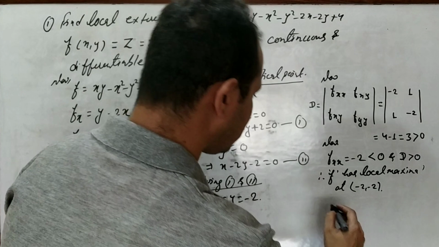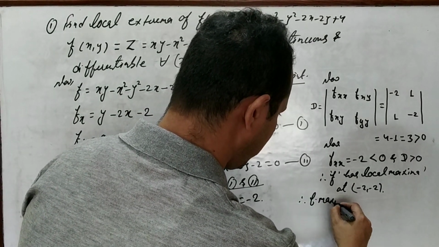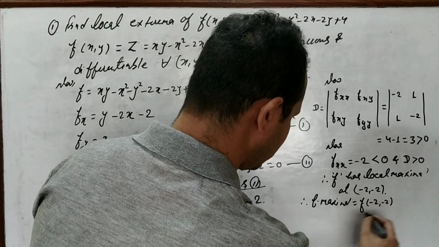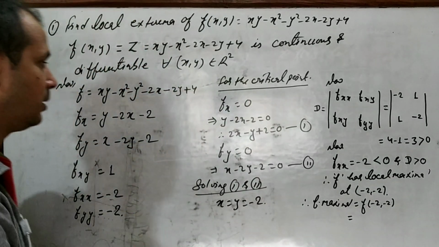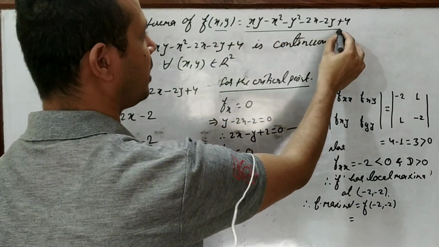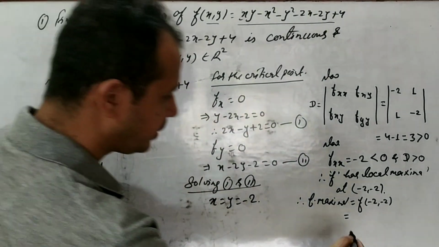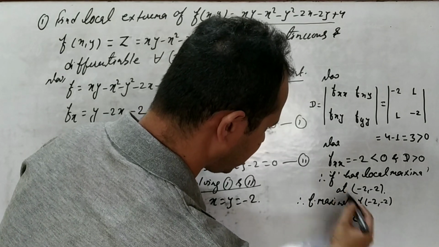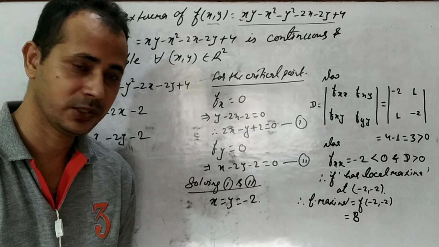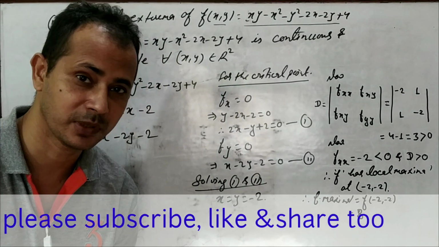Now we can determine the local maxima. Therefore, the local maxima is f of minus 2, minus 2. We can put the values of x and y in this expression, and we get the value of local maxima, which will be equal to 8. So hope you all understood it. In this way, we can deal with all the problems related to local maxima and local minima in two variable functions.